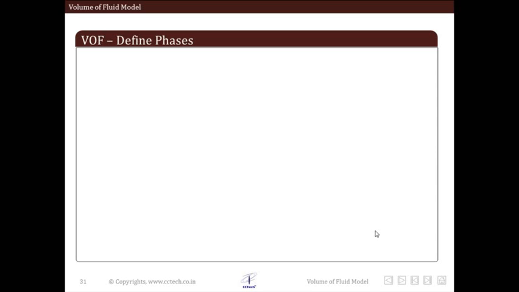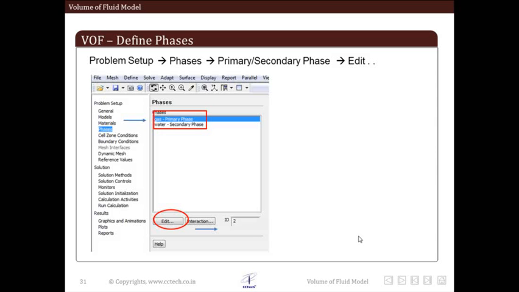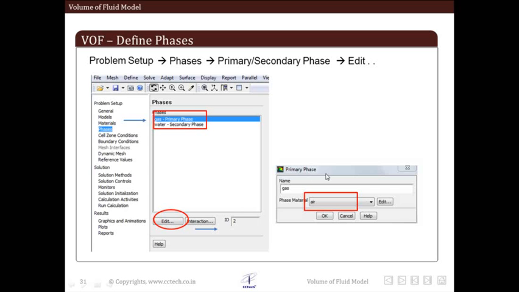Now let us have a look at the process by which we define phases. We go into problem setup, then into phases, then either click primary or secondary phase and then edit. This is how the problem setup panel looks. We go into phases, we click on primary phase or the secondary phase, whichever phase we want to define or edit, and then we click on this edit. Then this particular panel pops up. Right now we have clicked on primary phase.